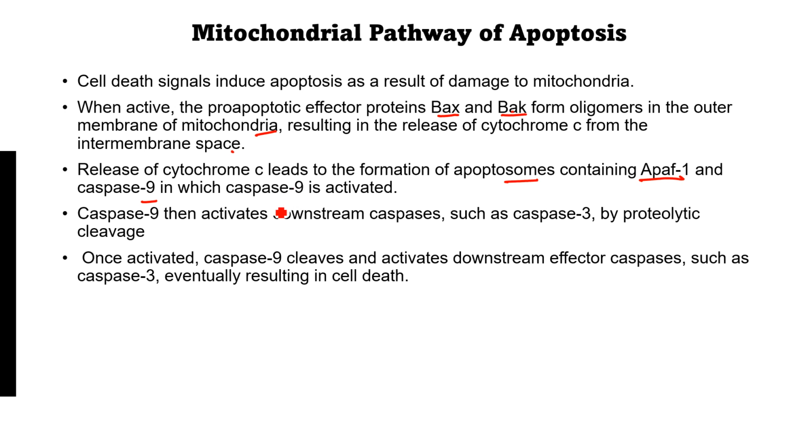Once caspase 9 is activated, it will convert procaspase 3 to caspase 3. This is the effector molecule, and once caspase 3 gets activated, it will result in cell death. So this is the mitochondrial pathway of apoptosis.